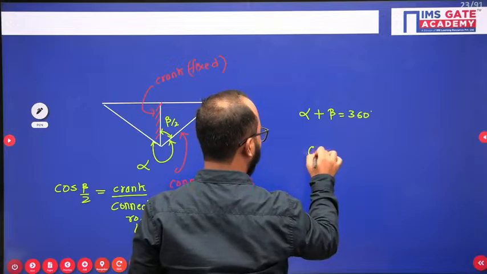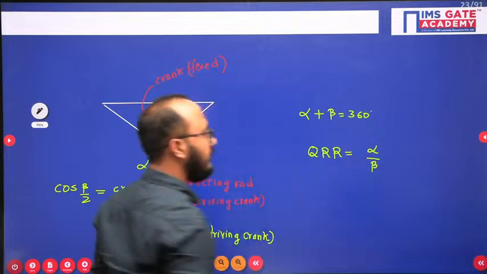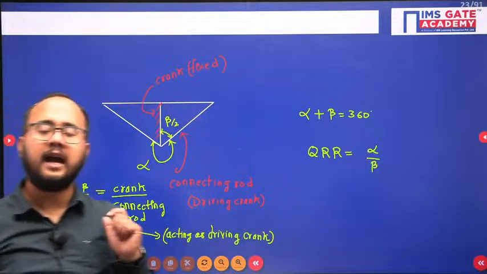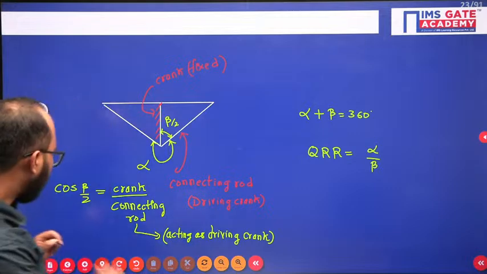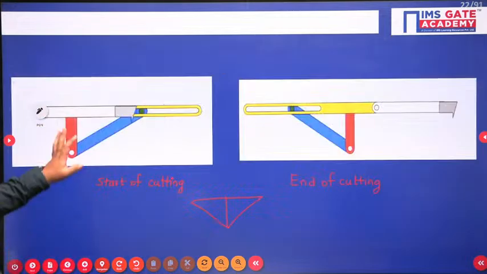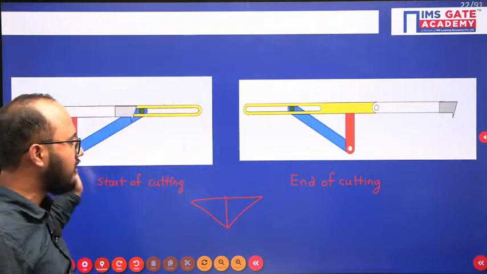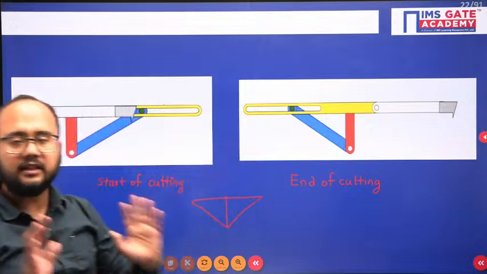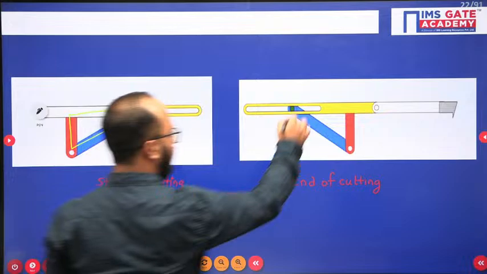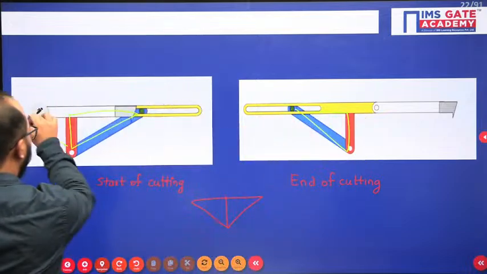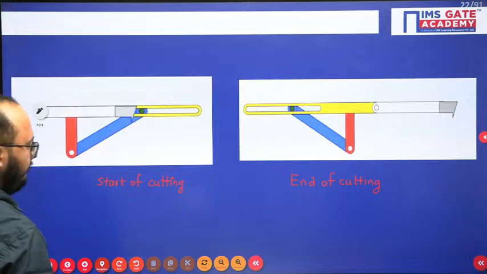And then finally, if someone asks for the QRR, quick return ratio, it is alpha by beta, the cutting stroke angle divided by the return stroke angle, or the time during cutting divided by the return time. Simple thing, right? So that is also clear, everyone. So how have we drawn the extreme position diagram? This is the start of cutting and the end of cutting. Together I have basically merged both the diagrams. So that's how we got the diagram here.